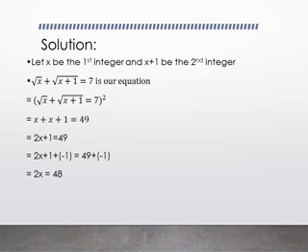Now the remaining equation is 2x is equal to 48. 2x over 2 is equal to 48 over 2. In order to find x, let's divide both sides by 2 in order to find its value. And 48 divided by 2 is equal to 24. Now the value of x is 24.